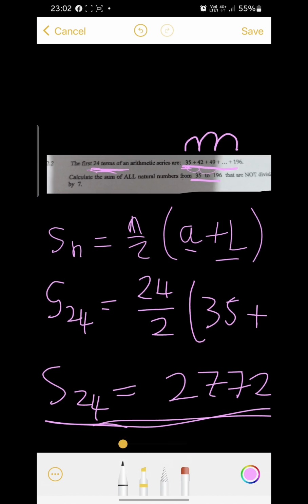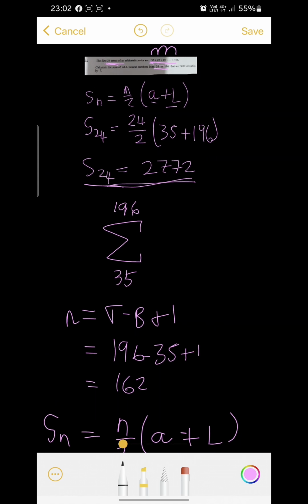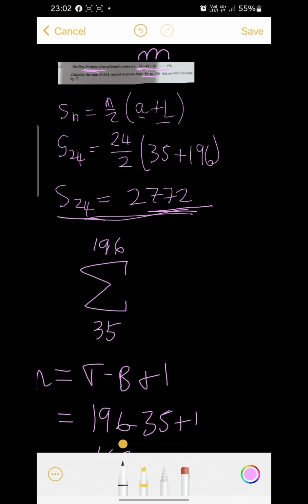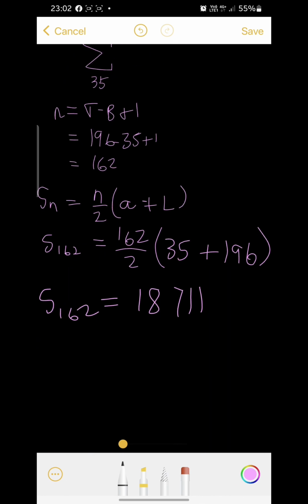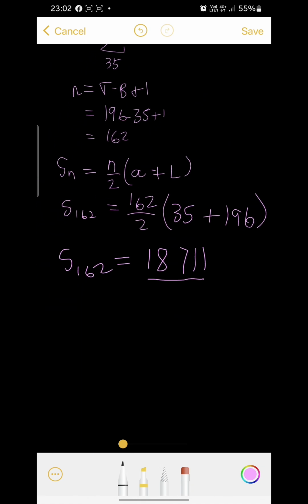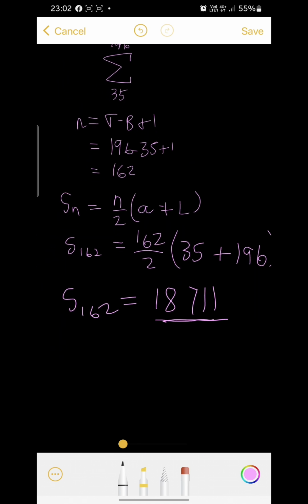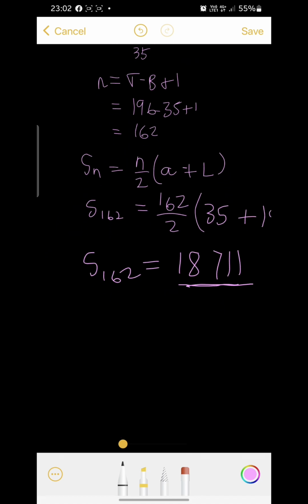So now let's go back to the question. It says calculate the sum of all natural numbers from 35 to 196 that are not divisible by 7. So we found those that are divisible by 7 as 2772, and we found all the natural numbers from 35 to 196 adding up to 18711. So they want those that are not divisible by 7. So we're going to take everything and subtract those that are divisible by 7, so we can get those that are not divisible by 7.